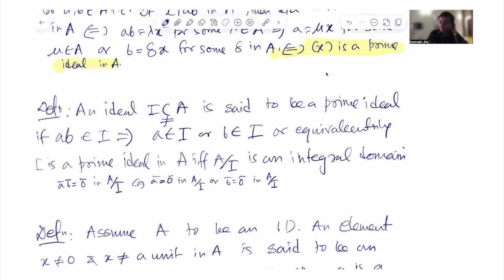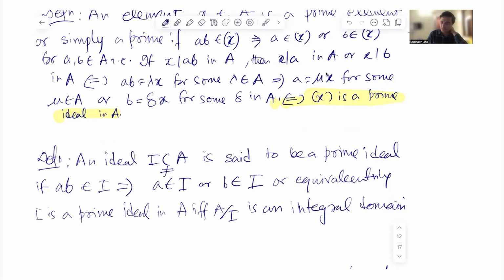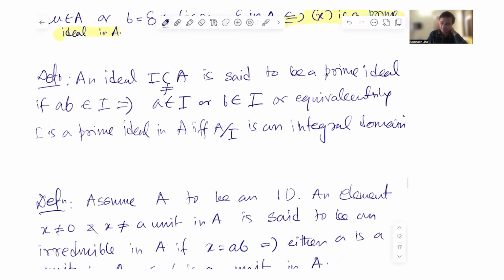Conversely, if A mod I is an integral domain, then you take any A bar, B bar in A mod I. A bar times B bar equals 0 implies A bar is 0 or B bar is 0. If you translate into this language, A bar B bar equals 0 bar in A mod I means AB belongs to I, right? Because A bar is the coset of A plus I, B bar is the coset of B plus I, and 0 bar is the coset of 0 plus I. So that is the meaning, and you get back this definition of prime ideal, and similarly the definition of prime element. So X is a prime element if the ideal generated by X is a prime ideal.